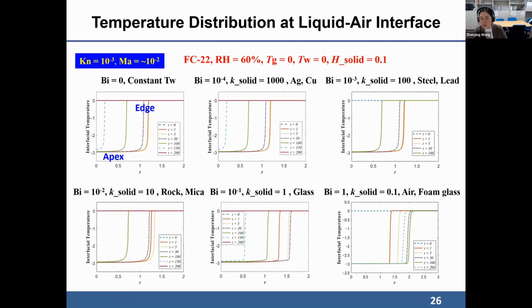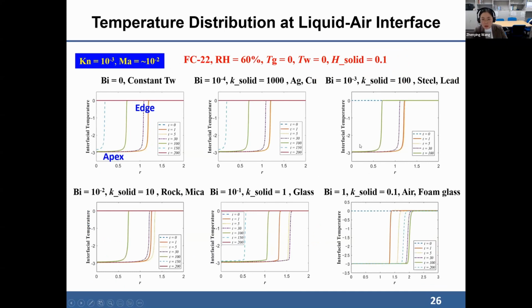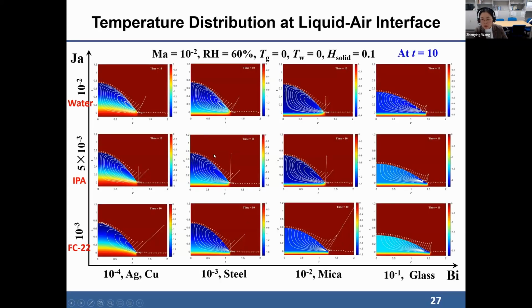However, as I mentioned before, in our numerical simulation we did not see a change of the temperature gradient on the droplet surface. In our numerical result, we see that the droplet becomes colder near the apex area, and the surface temperature is apparently higher near the droplet edge.